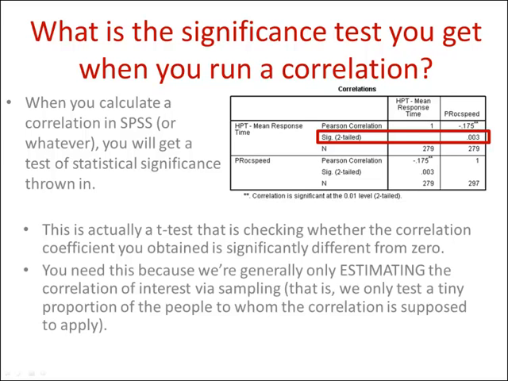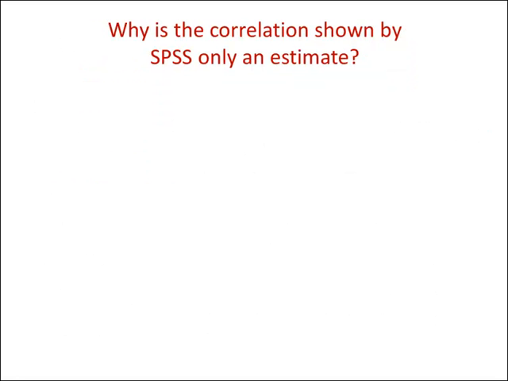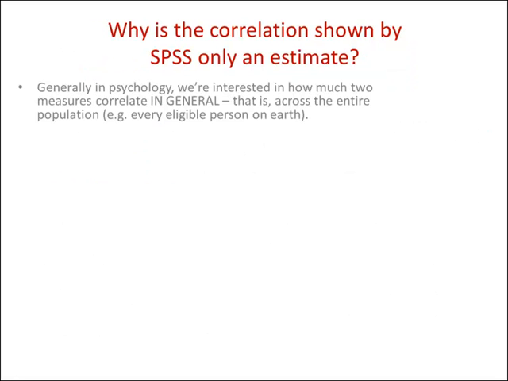The reason for all of this is that, of course, every time we do something in SPSS, we're usually only dealing with a sample. We're not actually dealing with the entire population, so we're only testing a tiny proportion of the people to whom this correlation is supposed to apply. Generally in psychology, we're interested in how two measures correlate together in general, so that is effectively if we, say, tested the entire population, so everybody on Earth.